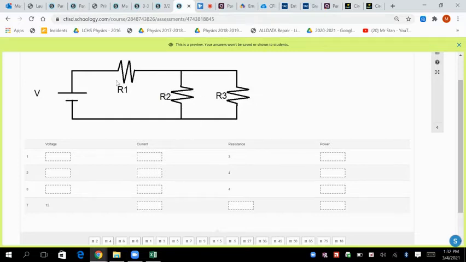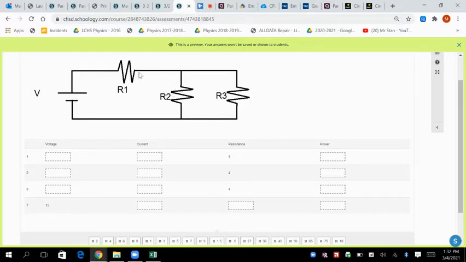Now, there are 3 resistors, and they're not all series or parallel, so there's not going to be one equation to use for all of them. Instead, we're going to add resistors 2 and 3. Each one of those is 4 ohms. These have to be added together in parallel, so you do 1 over 4 plus 1 over 4 equals 1 over RT. 1 over 4 plus 1 over 4 is 2 over 4. If you flip that around, you get 4 over 2, which is 2 ohms.